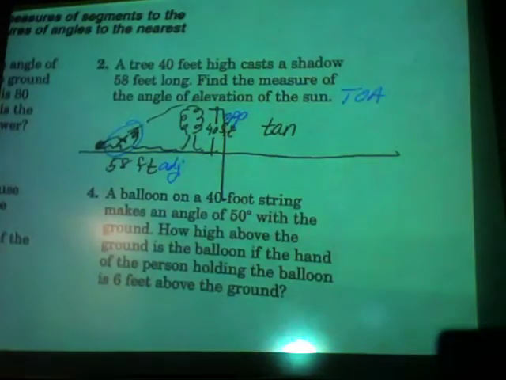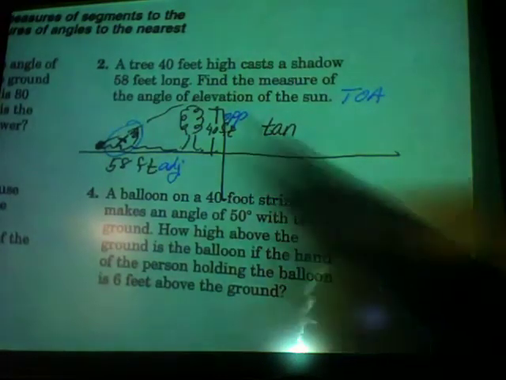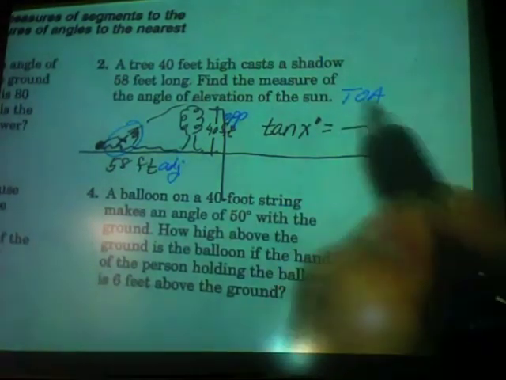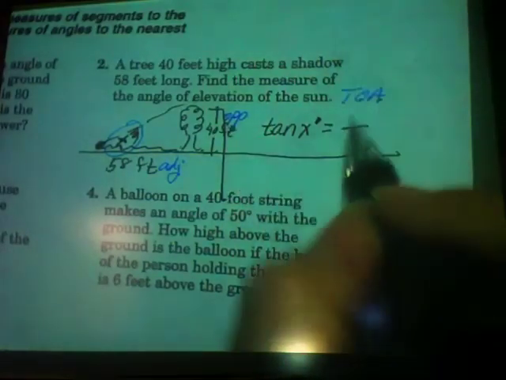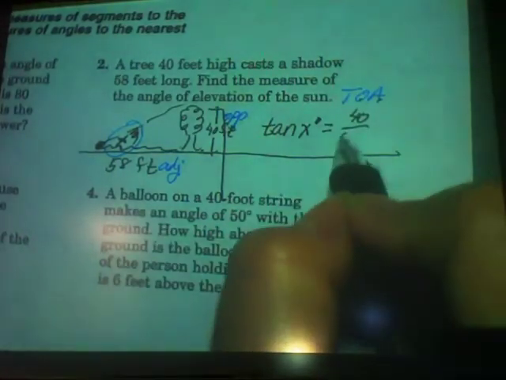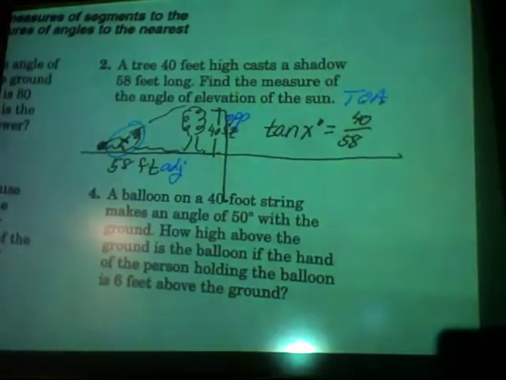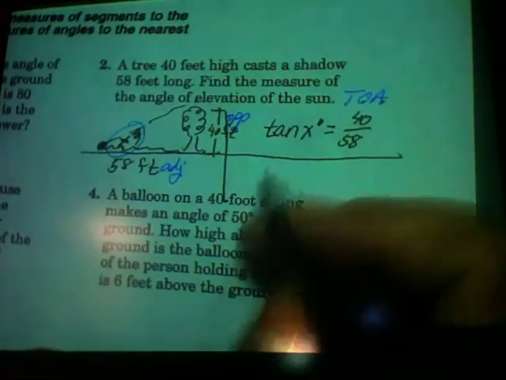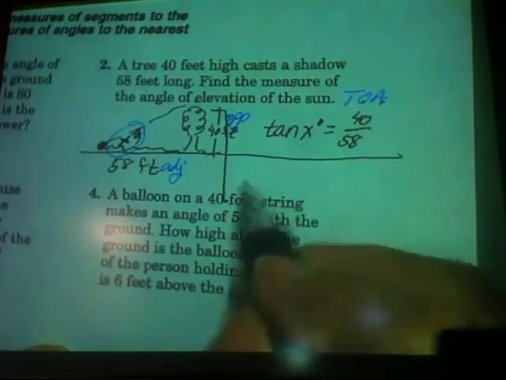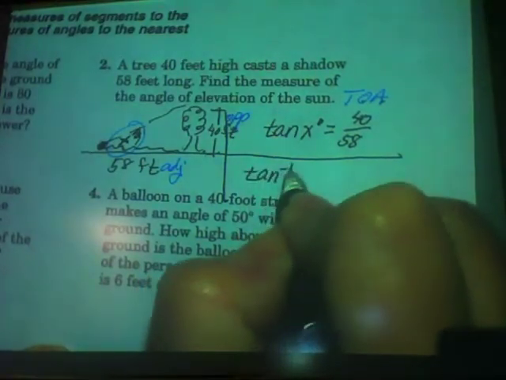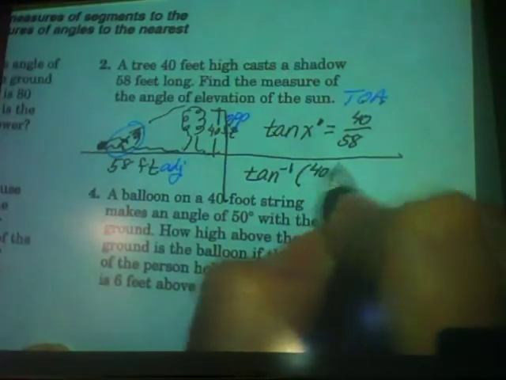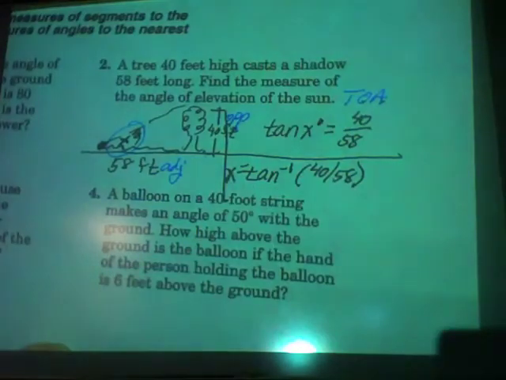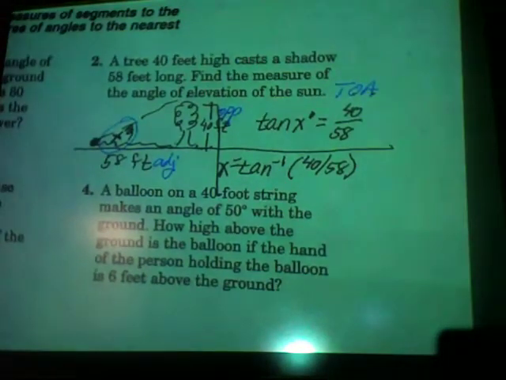Do I know my degrees? X degrees, right? So I put x degrees equals. Then your ratio goes over here. Opposite over adjacent. My opposite is 40. My adjacent is 58. You could reduce that if you wanted to, but why? We're using a calculator. So, since we're using the calculator, remember that you have to physically write, if you don't write this, you're going to lose points, that you are doing the inverse tangent of 40 over 58, and that's what x is equal to. So x is equal to the inverse tangent of 40 over 58.